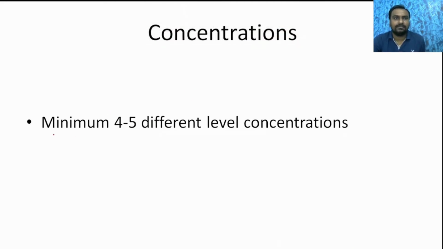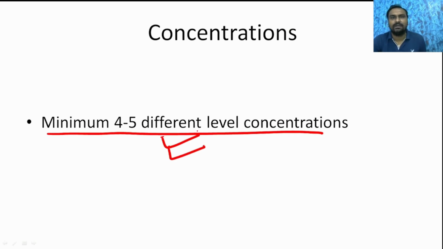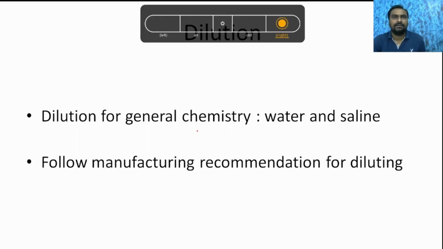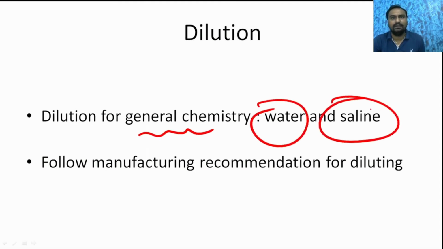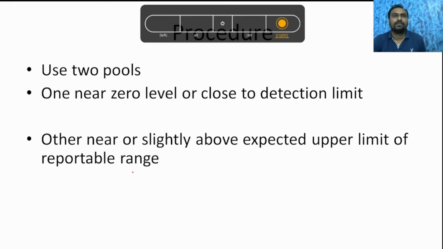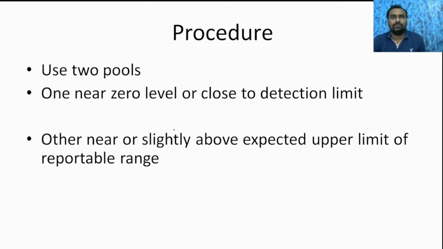In the linearity experiment, we can take 4 to 5 different concentration levels. The diluent for general chemistry will be water or normal saline, or you can follow the manufacturer's recommendation for dilution. Now, how do we proceed with the linearity experiment?